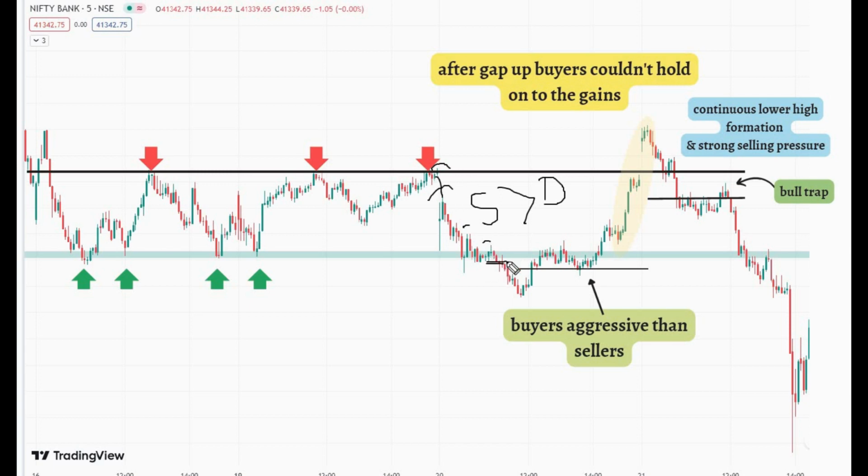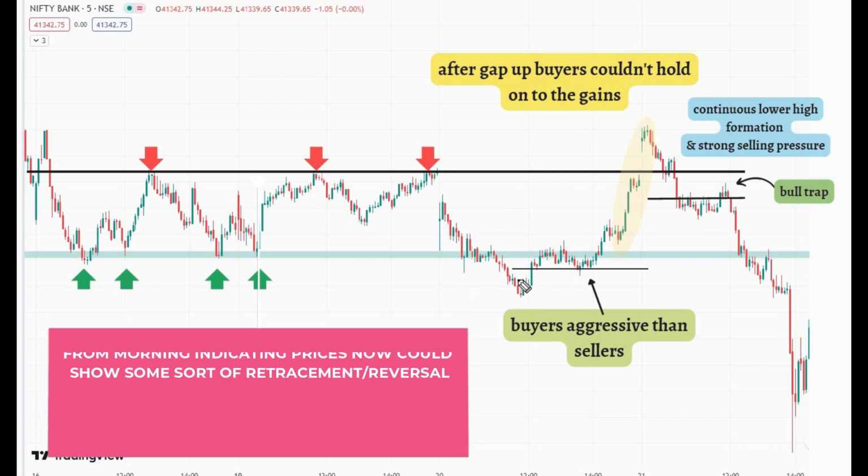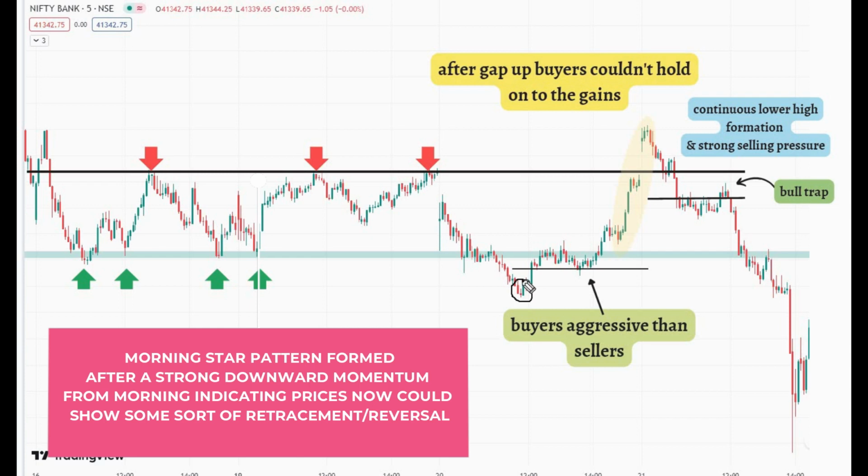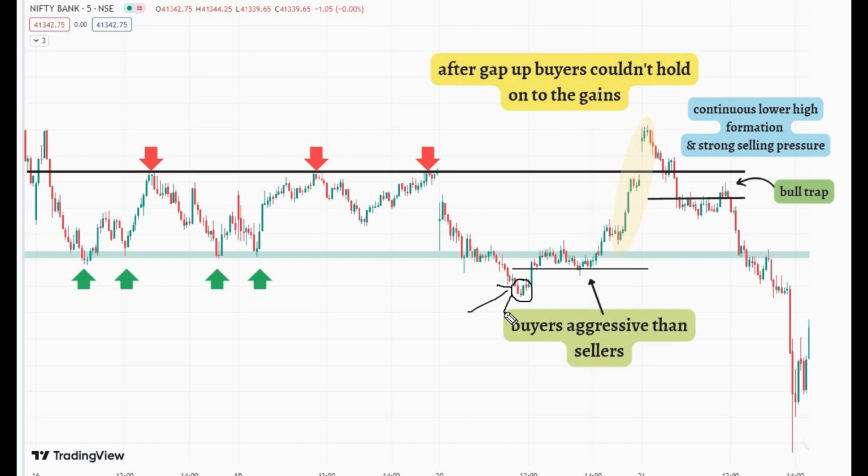So we'll enter short here, stop loss here, and we saw a sharp downward momentum. But see here what is happening. A very, very important reversal setup, that is morning star pattern. Remember, prices opened gap down. Okay, this is the first point.